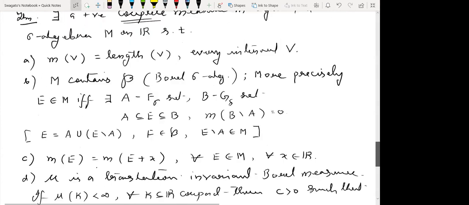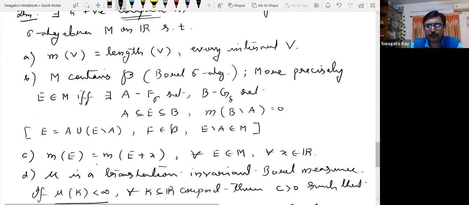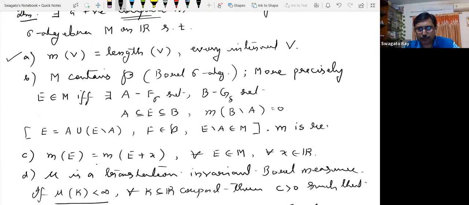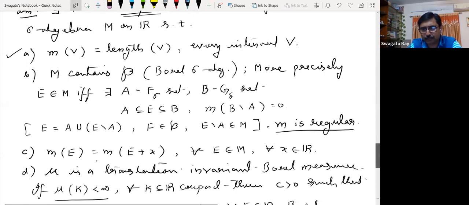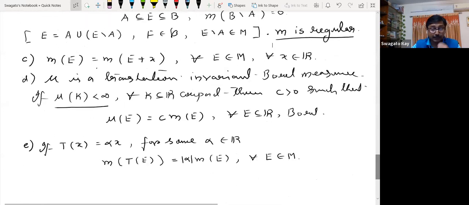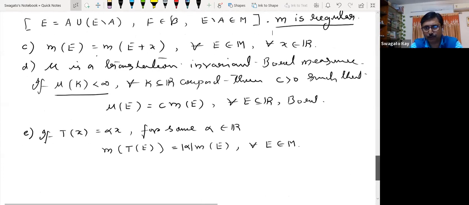One by one. First important property: the measure of every interval is its length. Second important property: M contains B, and I should also add, most important, M is regular. This is very important. Third property is that the measure is translation invariant. Fourth property is that any translation invariant good measure that is finite on compact sets is a scalar multiple of the Lebesgue measure.